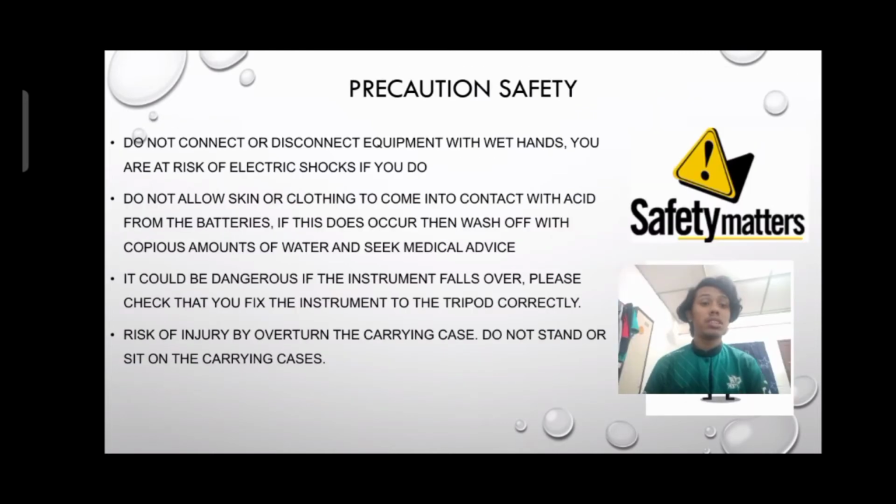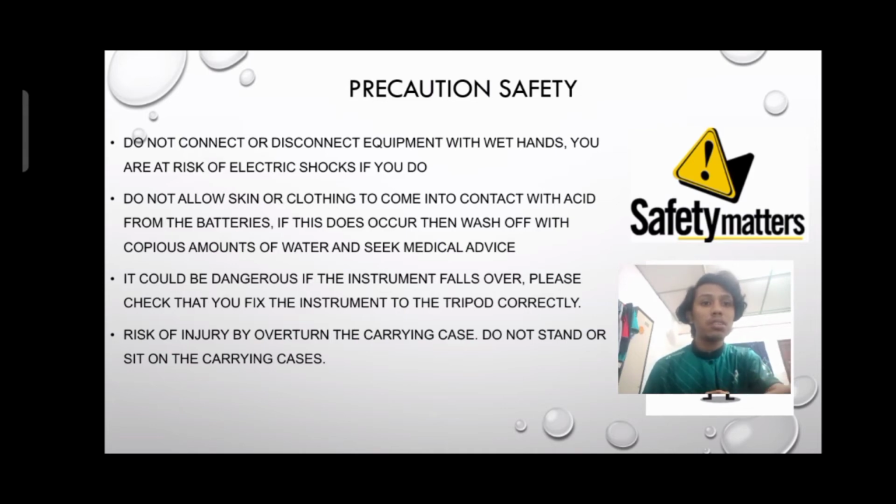Next is precaution safety. Do not connect or disconnect equipment with wet hands. You are at risk of electrical shock if you do. Do not allow skin or clothing to come into contact with acid from the batteries. If this does occur, then wash off with copious amounts of water and seek medical advice. It could be dangerous if the instrument falls over. Please check that you fix the instrument to the tripod correctly. And lastly is the risk of injury by overturning the carrying case. Do not stand or sit on the carrying case.